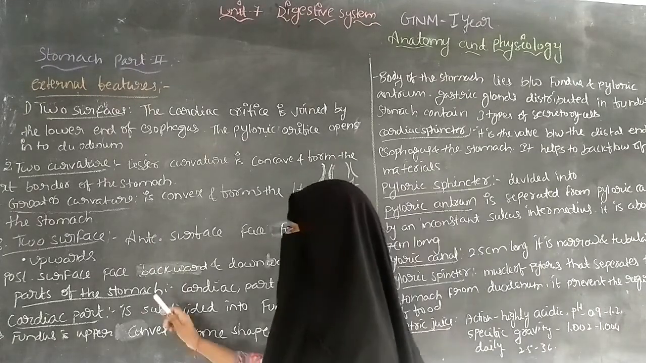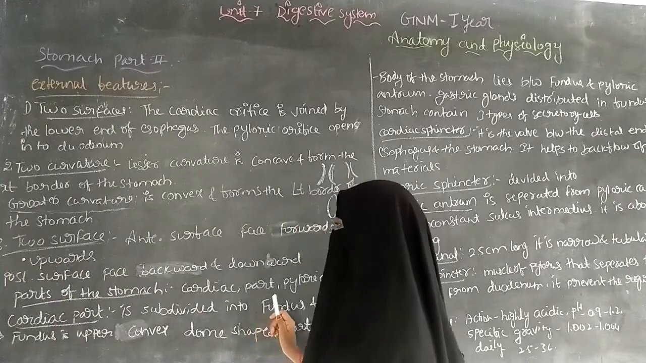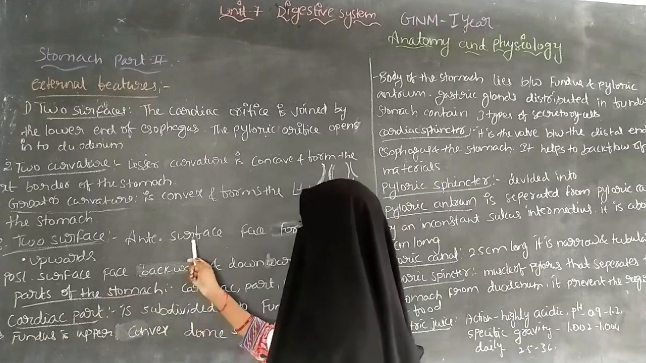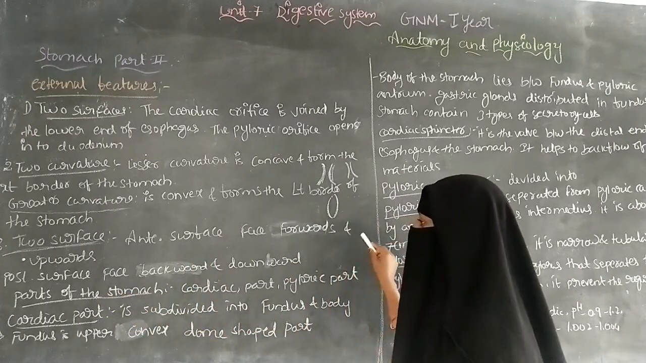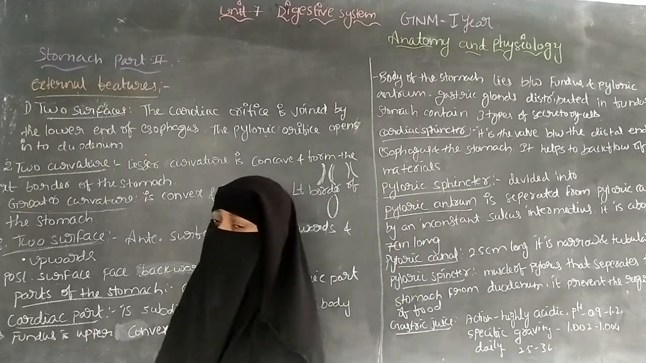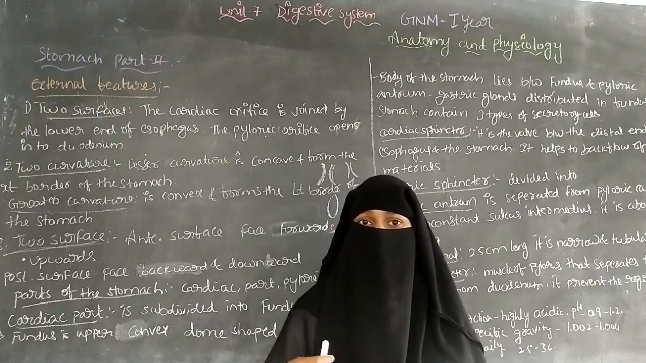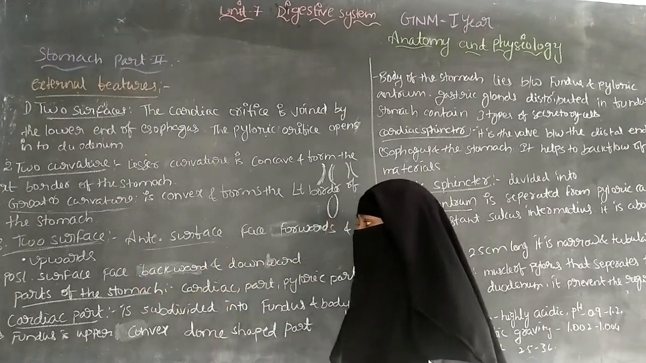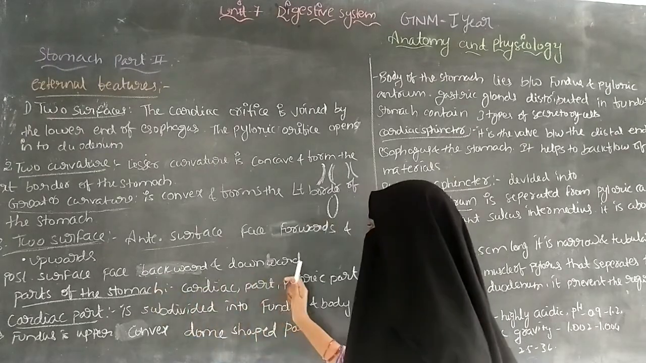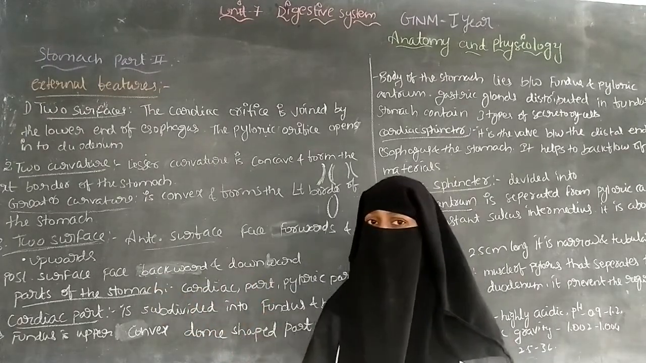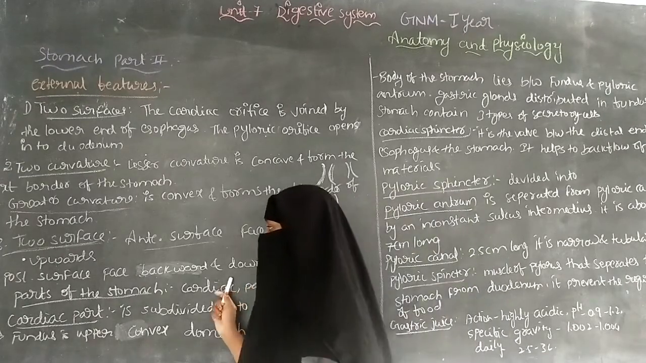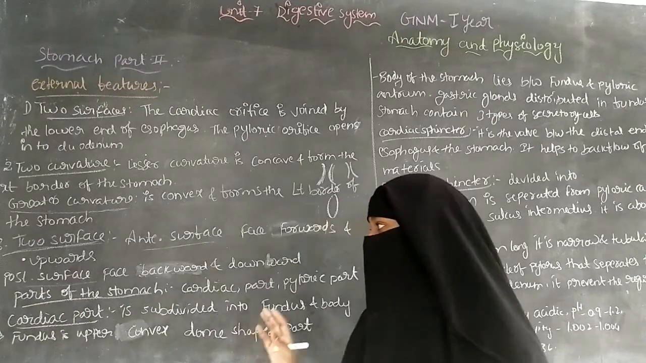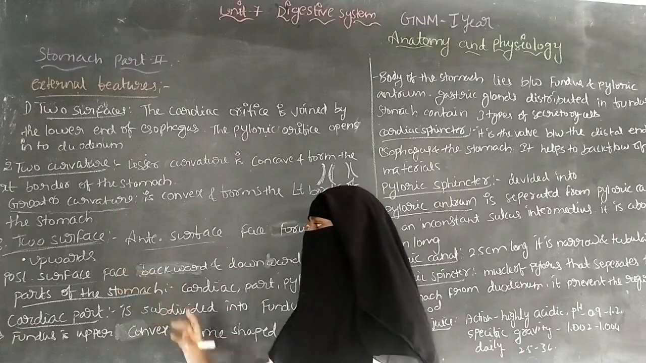And next is the two surfaces. The two surfaces are the anterior surface and the posterior surface. The anterior surface faces forward and upward. So the front part of the stomach is called the anterior surface, and the posterior surface faces backward and downward. The back side of the stomach is called the posterior surface. So there are two surfaces, the anterior surface and the posterior surface.